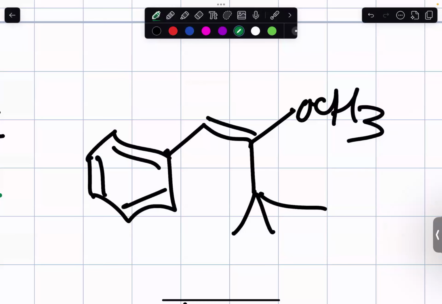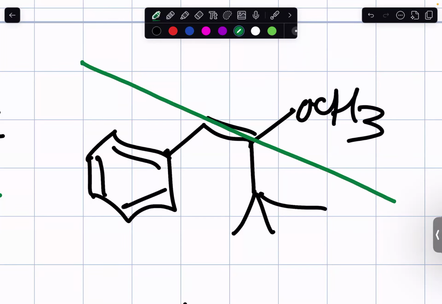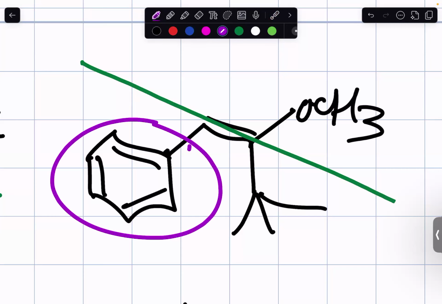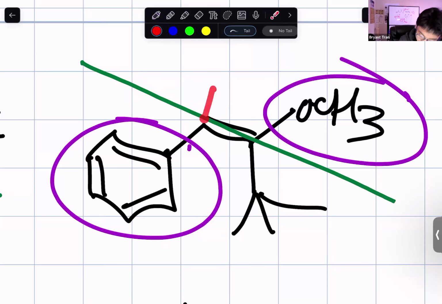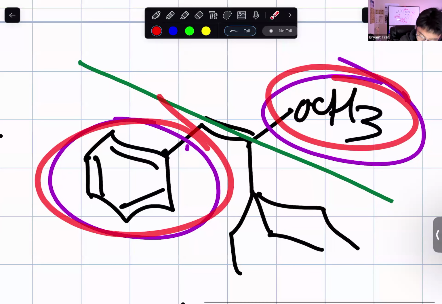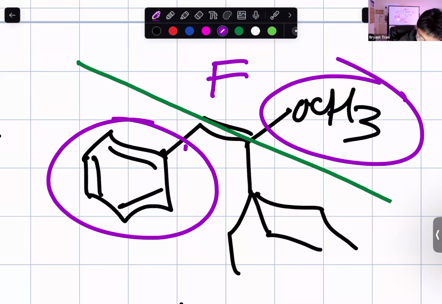I say E because if you draw a line, then you'll see that it's the ring and then the OCH3. The ring has priority over H, and OCH3 has priority over this. Let's keep it the same as the last one. This bulky group right here, and they would be opposite from each other, making an E. You got it. Nice.